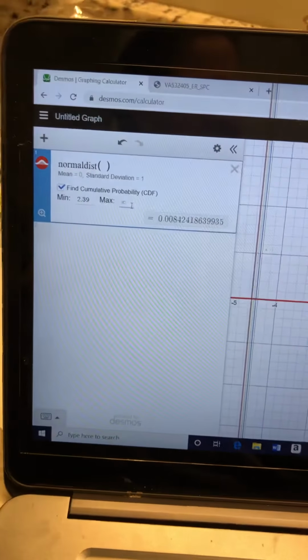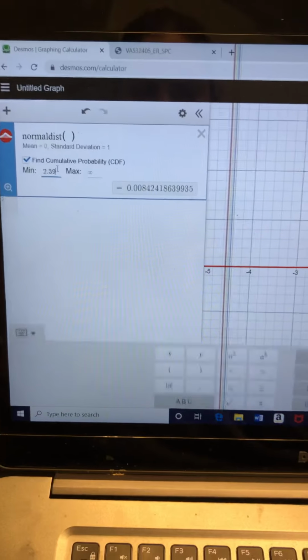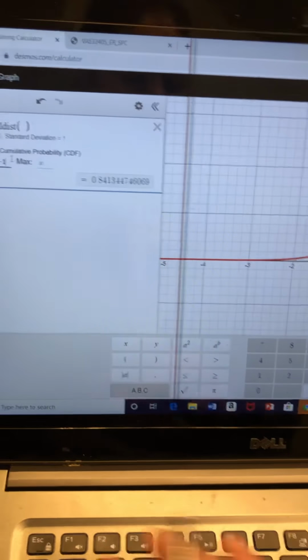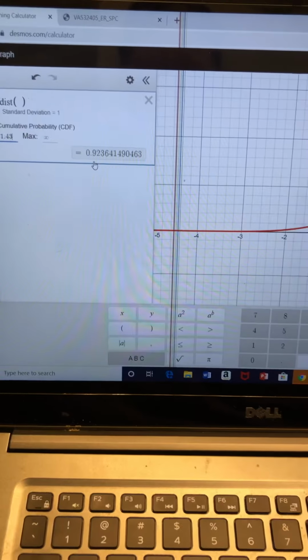So anyways, and then for the last one, finally, is greater than negative 1.43. So I'm just going to change my min to negative 1.43, and it's 0.9236.